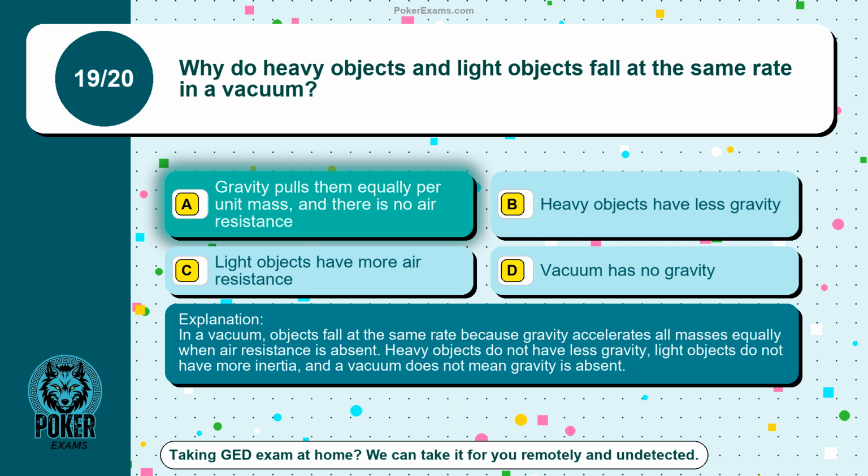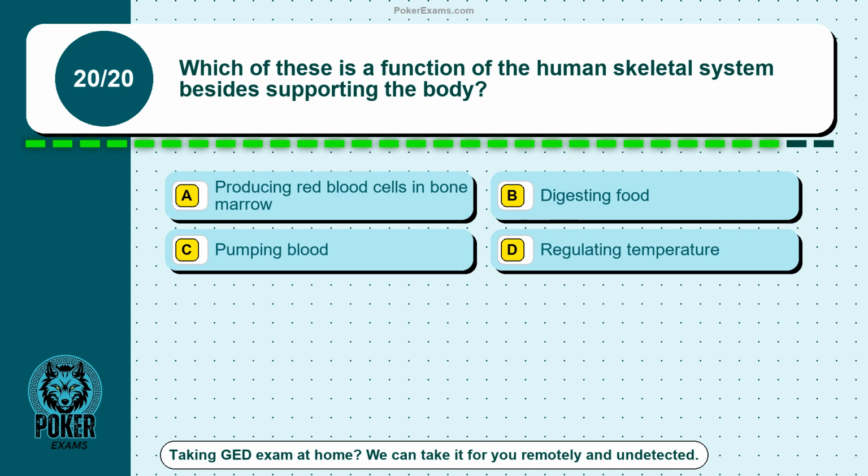gravity is absent. Question 20. Which of these is a function of the human skeletal system besides supporting the body? Option A, producing red blood cells in bone marrow. Option B, digesting food. Option C, pumping blood. Option D, regulating temperature.